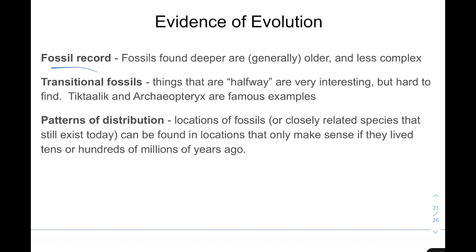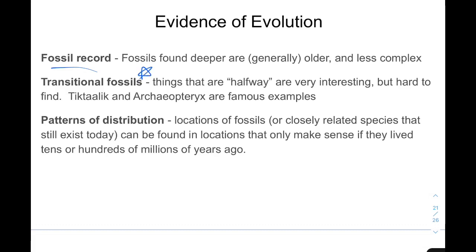And there is a general pattern for the types of things we find from 1 billion years ago to the things we find 100 million years ago to the things we find 1,000 years ago, etc. Fossils are great, but rare, very, very rare.